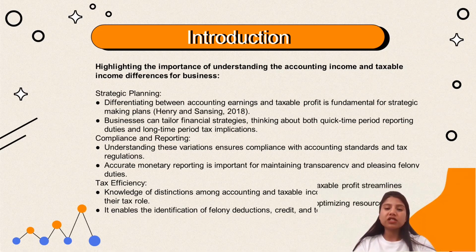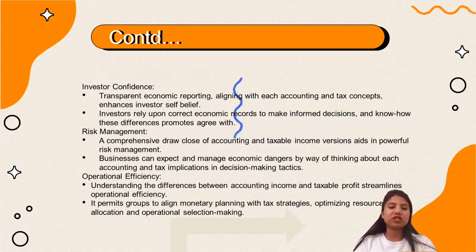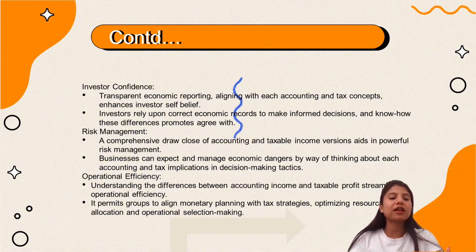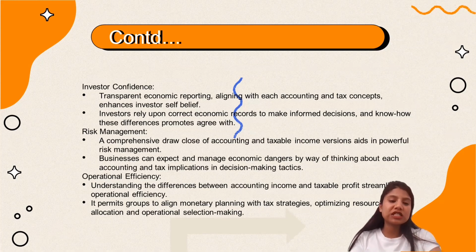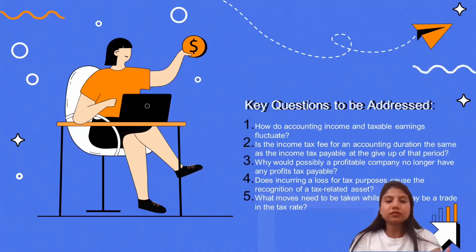Moving on, we have investor confidence, risk management, and operational efficiency. By integrating accounting and tax consideration, business streamline operational efficiency. This alignment facilitates optimal resource allocation and informed decision making. Understanding the difference between accounting income and taxable profit empowers organization to navigate financial complexities seamlessly, fostering a harmonized approach to operational strategy. This holistic perspective contributes to improve the overall efficiency and agility in adapting to dynamic business environment.